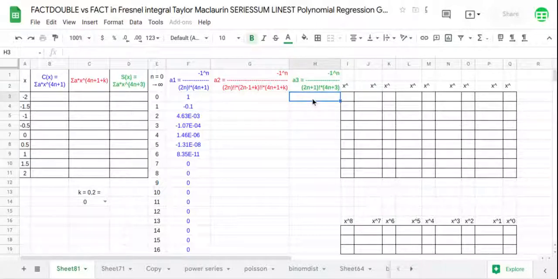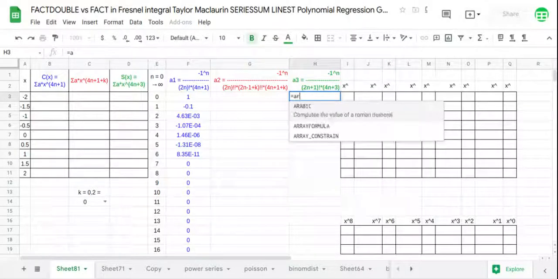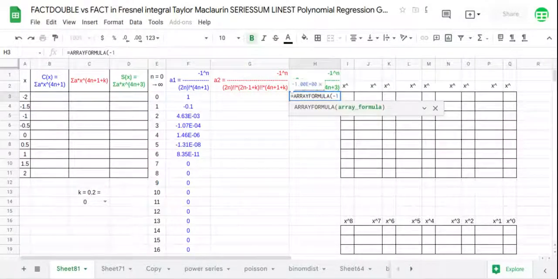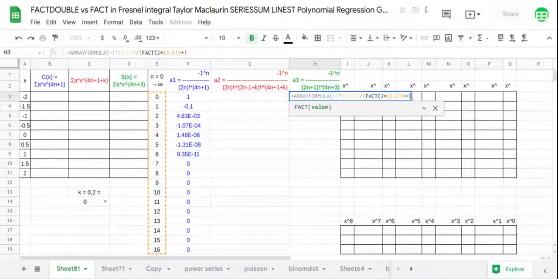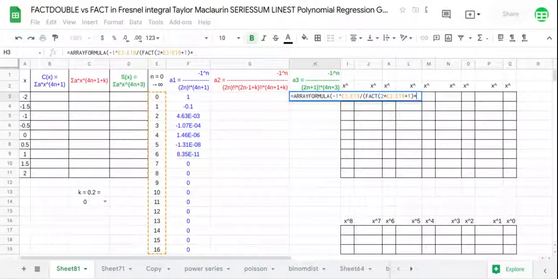Now the expansion coefficient of the Fresnel sine, which is our formula, minus 1 raised to the power n. That's the numerator. Now the denominator. The denominator has two parts, factorial 2n plus 1 and the quantity 4n plus 3. So factorial 2n plus 1, 2 times n plus 1, times the second part, the quantity 4n plus 3. So the quantity 4 times n plus 3. Then enter.